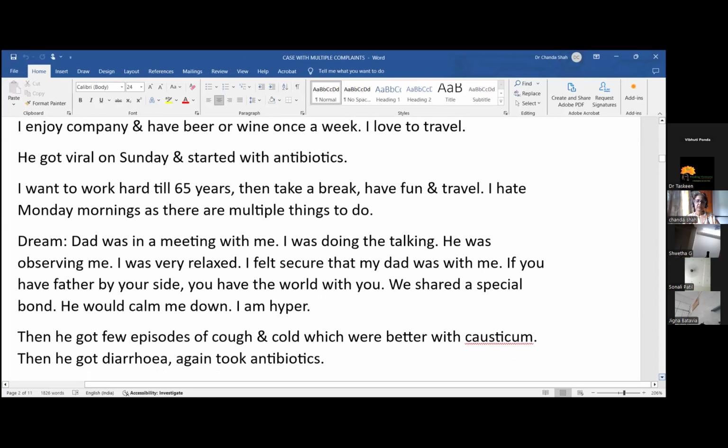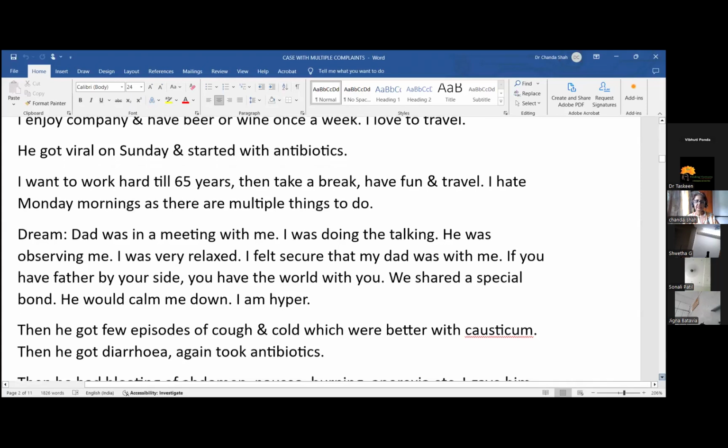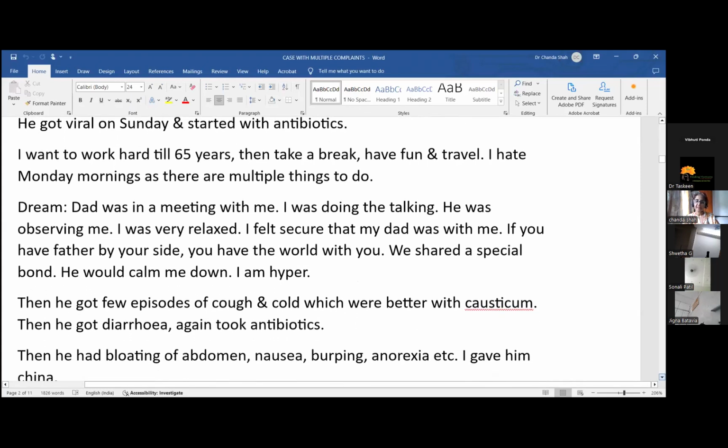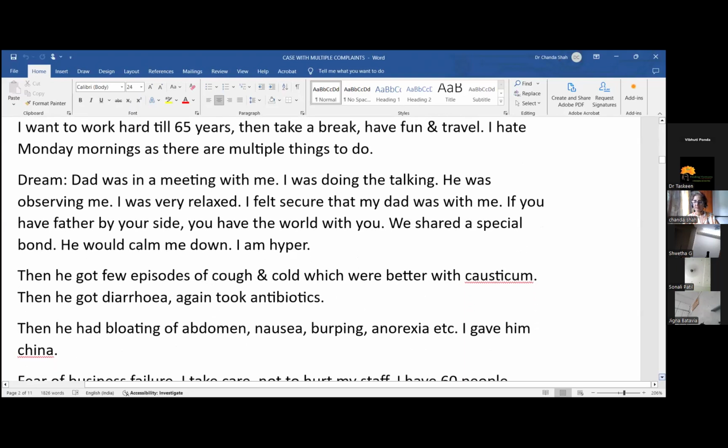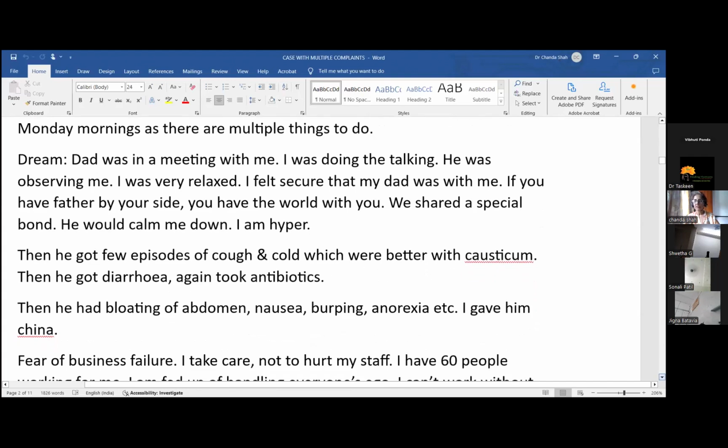Then again, he got a few episodes of cough and cold, which were better with Causticum. Then he got diarrhea. Again, he took antibiotics. After the antibiotics, he had bloating of the abdomen, nausea, burping, anorexia. So then I gave him China. So you see, I'm just giving him whatever he's coming with, and slowly at the same time, I'm collecting information. Sometime I'll be able to find his constitutional. At a later stage, whenever possible, I'm going to try and find his constitutional.